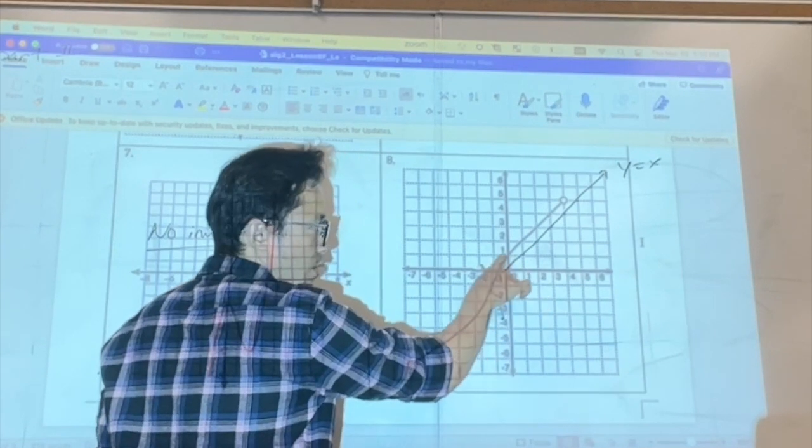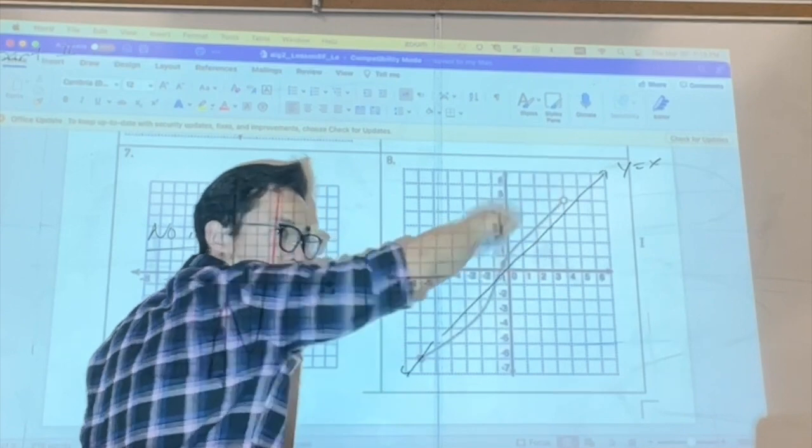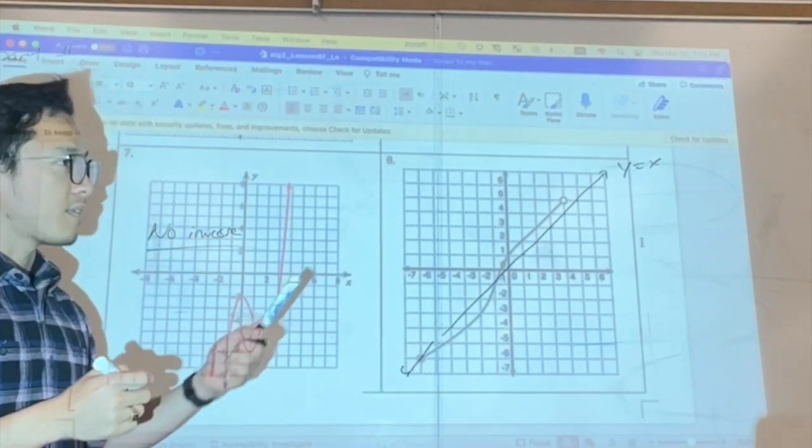Because when x equals 1, y equals 1. So 1, 1, 2, 2, 3, 3, 4, 4. And that is the diagonal line. Okay, that's the first step.